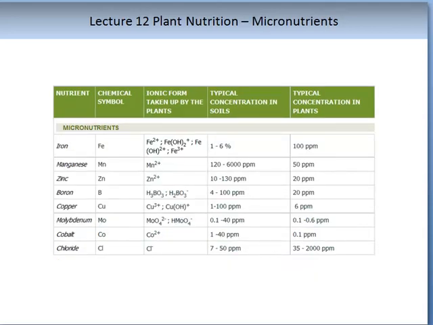The micronutrients comprise a number of nutrients which are typically defined as being obtained in the plant in very low concentrations. Their concentration ranges from 100 parts per million to about 0.1 to 0.6 parts per million. The micronutrients comprise iron, magnesium, zinc, boron, copper, molybdenum, cobalt, and chlorine. Some of these micronutrients can be obtained by the plant in several ionic forms, as in the iron. While they are found in smaller concentrations in the plant, one should not underestimate their significance.